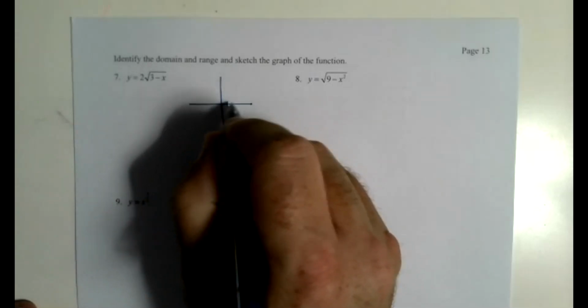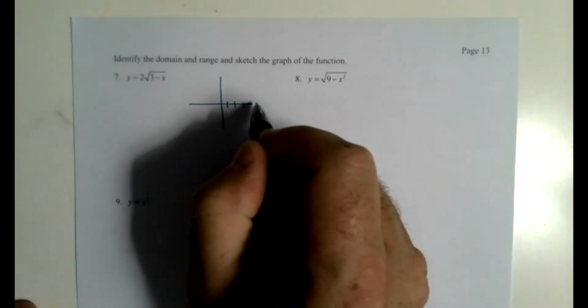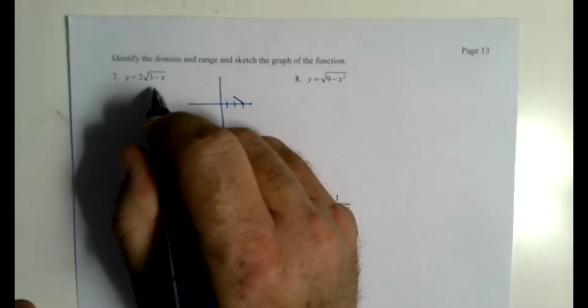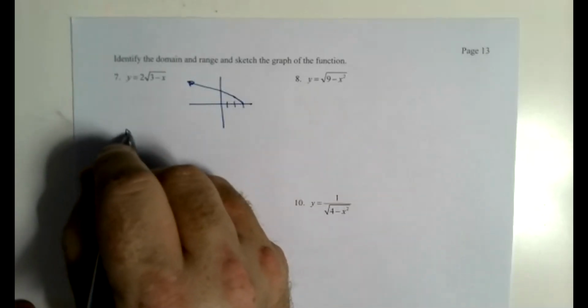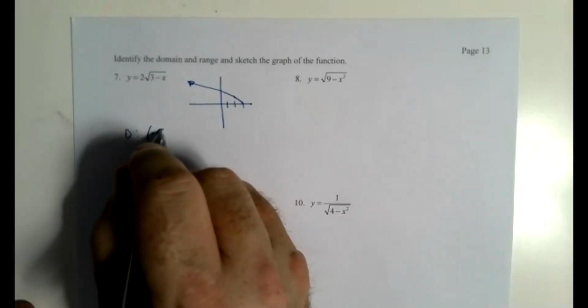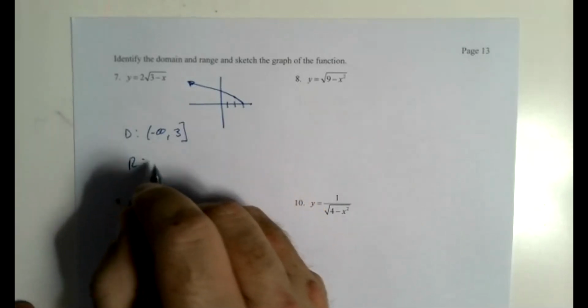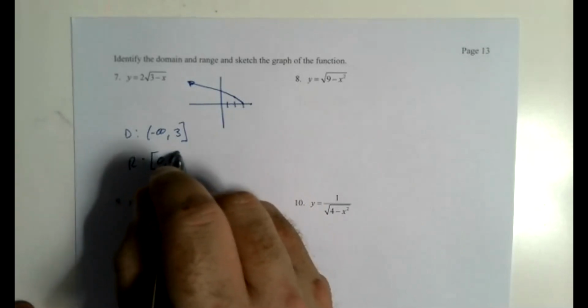Let me check that out. Plug in 3. 3 minus 3 is 0. Good. Plug in 4. 3 minus 4 is negative. Can't do that. So there we go. Plug in 0. 2 times square root of 3. I get whatever I get. Okay. So there we go. Domain, negative infinity all the way up to 3 inclusive. Range, 0 inclusive to infinity.